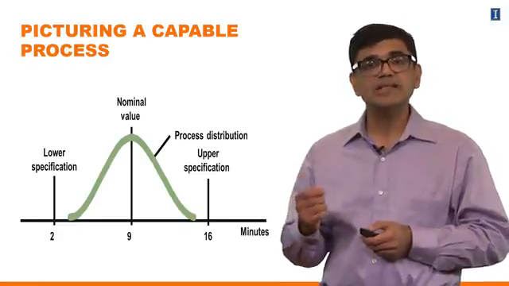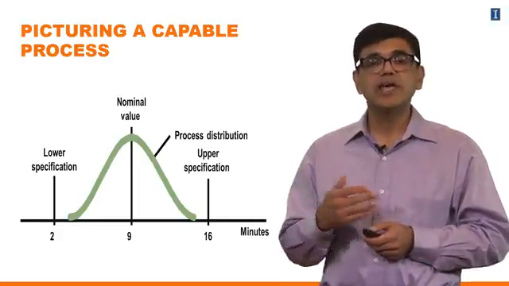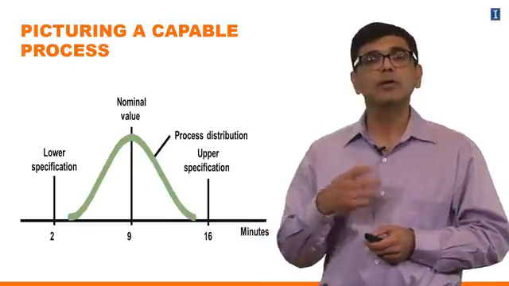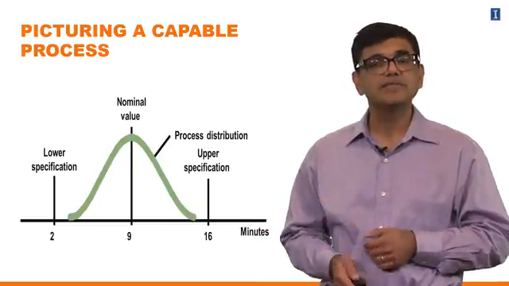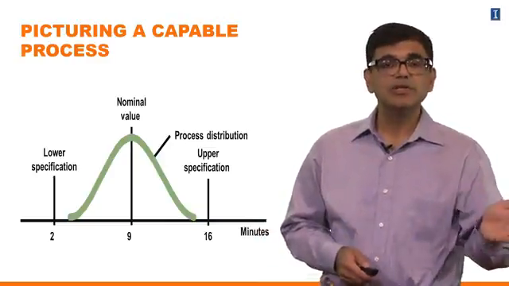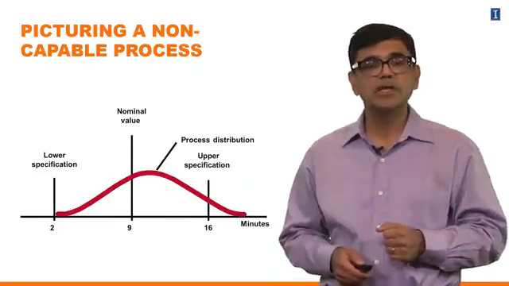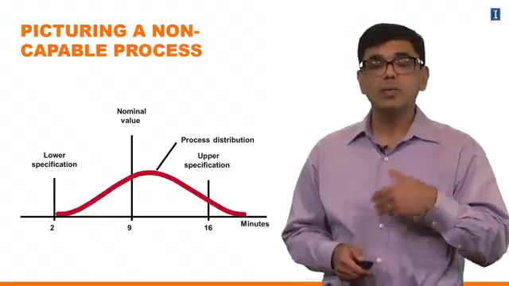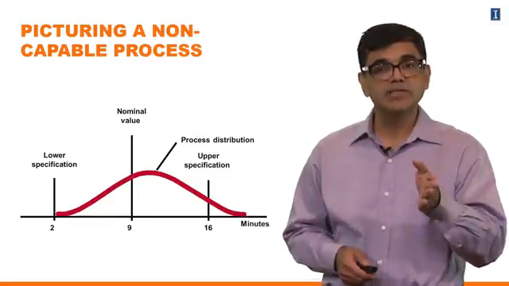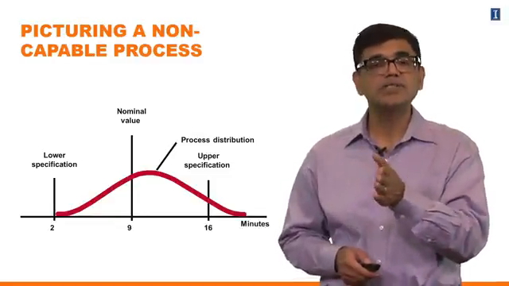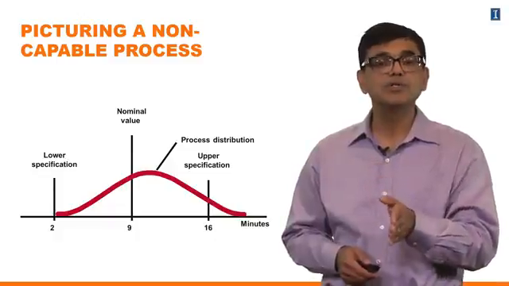What we're saying with a process that is capable is that the process distribution falls within the lower and upper specification limits. Picture this with a process that is not capable of serving these kinds of customers. So we're saying that we found the process to be centered too far to the right. It was centered, the mean was 12 minutes.